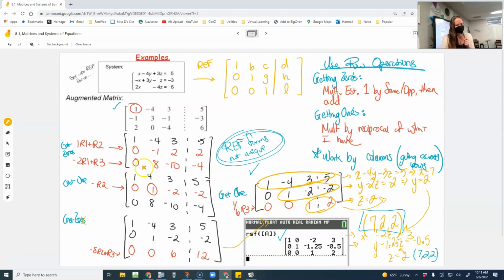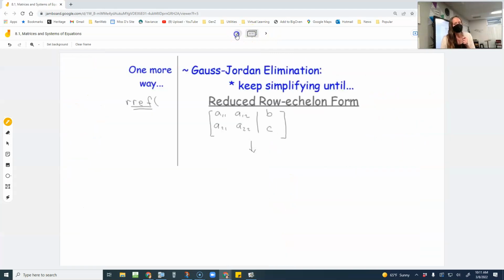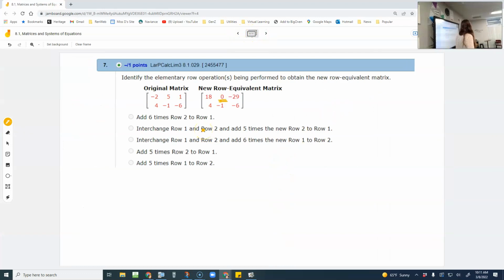How'd I get this 0? I looked at what was there. 2. I multiplied the row with the established 1, R1, by the opposite of 2, and I added to row 3. So what would be the row operation that's being done here? Don't worry about the words. We'll talk about it in a second, but what was the math? What was done from here to here?